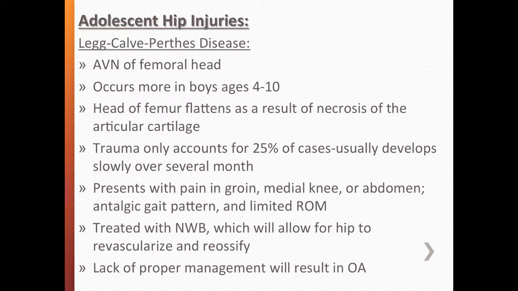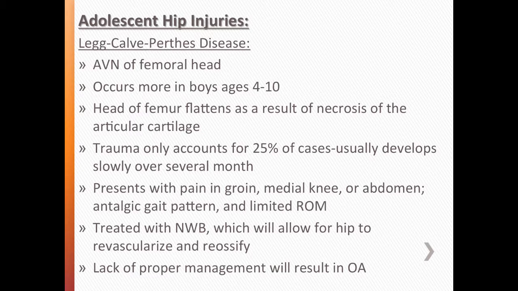Now let's look at some adolescent hip injuries. So Legg-Calvé-Perthes disease. So it's AVN or avascular necrosis of the femoral head. This occurs in young boys 4 to 10. The head of the femur flattens out as a result of the necrosis of the articular cartilage. Trauma only accounts for about a quarter of these cases, and it usually develops over several months with a slow progression or worsening. They present with pain in the groin, the medial knee, or the abdomen. You'll see an antalgic gait pattern in which they are limping, and limited range of motion.